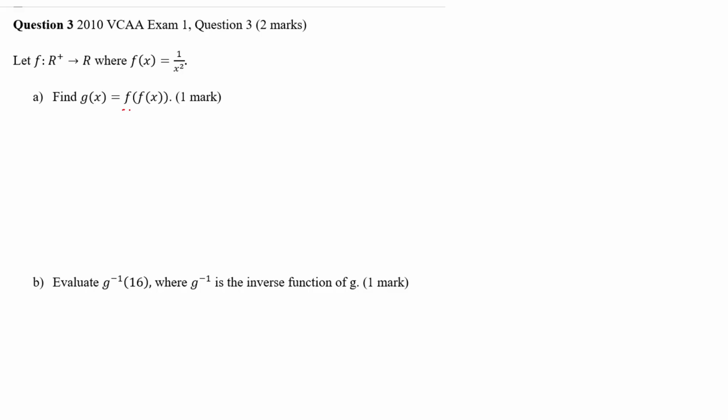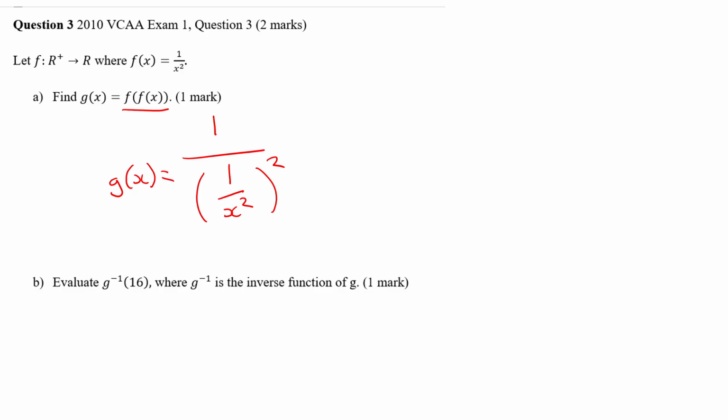Straight away I can see we've got a composite function. That composite function means we're going to grab f of x, and whatever that is, we're going to slot it into our x value in f of x. So on here, I'm going to write my second one. This is where my x is, and inside that x, I'm going to be putting 1 over x squared. F of x inside f of x. So this is what g of x is going to be.